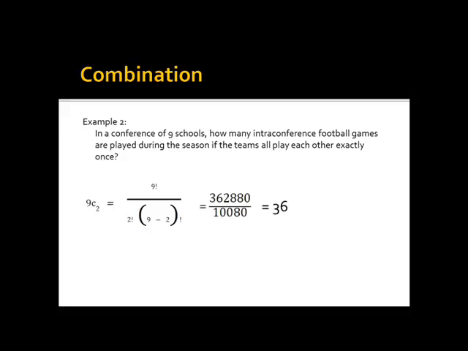For the second example, in a conference of 9 schools, how many intra-conference football games are played during the season if the teams all play each other exactly once? So in this problem, there are 9 elements because there are 9 schools, and in each game, only 2 schools can play. So the formula will be 9C2 is equal to 9 factorial over 2 factorial quantity 9 minus 2 factorial, which is equal to 362,880 over 10,080, which is equal to 36. So there are exactly 36 games played in the conference.